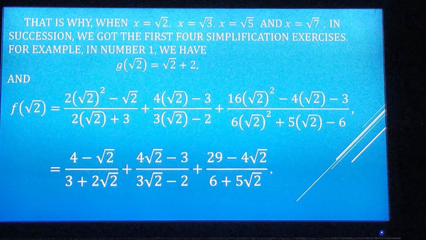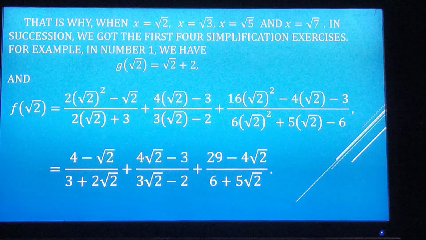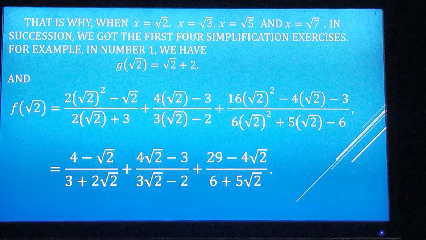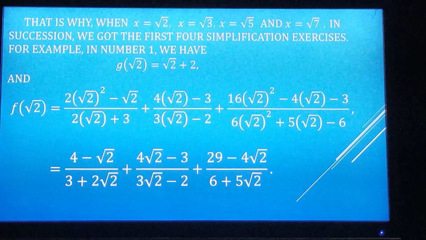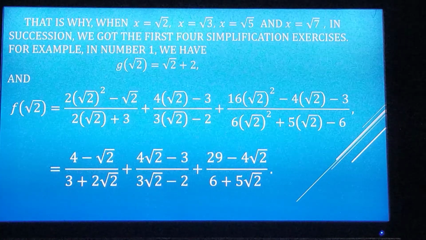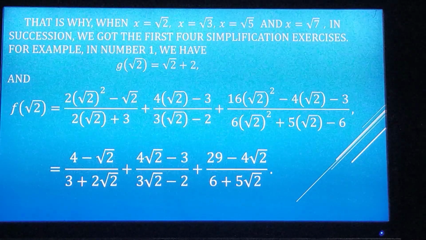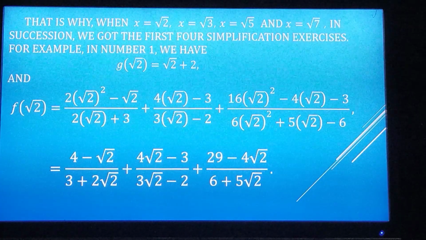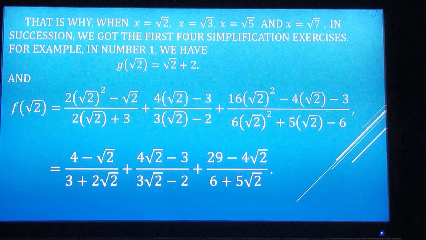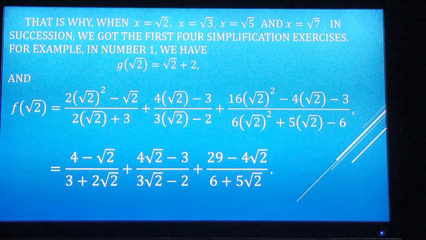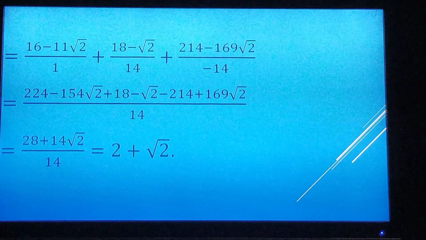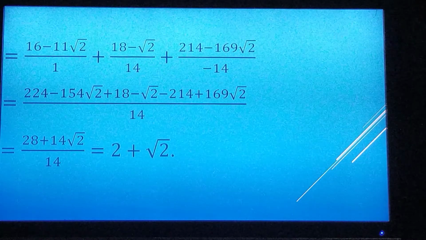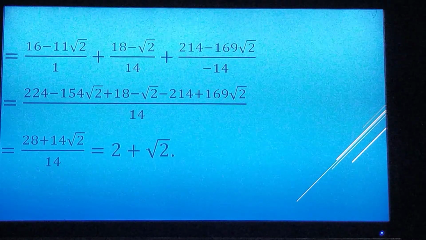So we now have the first problem in the first set: (4 minus square root of 2) over (3 plus 2 square root of 2) plus (4 square root of 2 minus 3) over (3 square root of 2 minus 2) plus (29 minus 4 square root of 2) over (6 plus 5 square root of 2), which when simplified will give you, of course, 2 plus square root of 2.